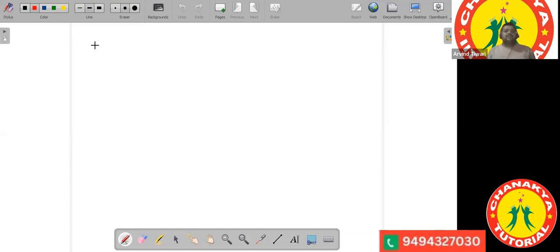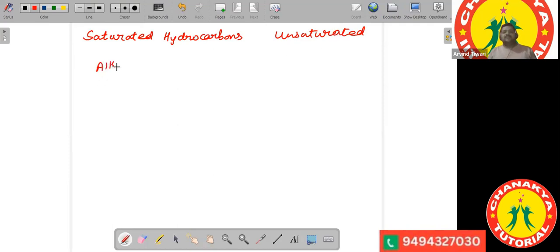We had done saturated hydrocarbons and unsaturated hydrocarbons. So the saturated hydrocarbons we saw, they are the alkanes. Alkanes are the saturated hydrocarbons, and alkenes and alkynes, they are the unsaturated hydrocarbons.